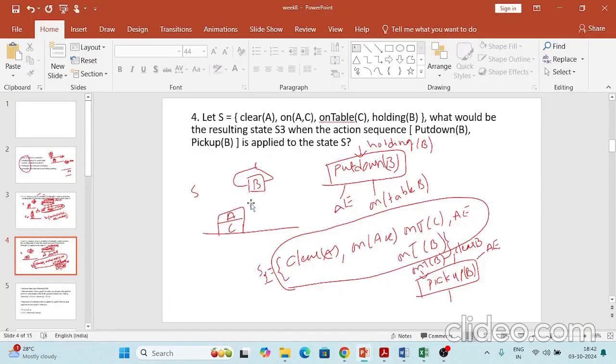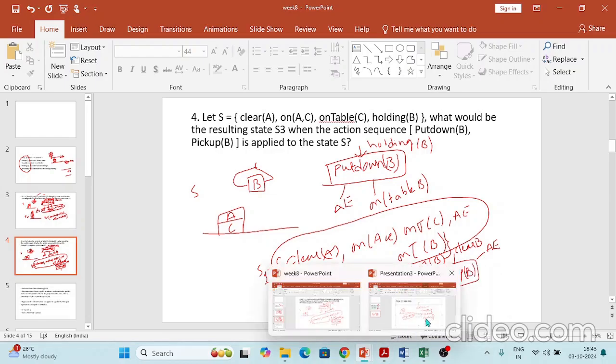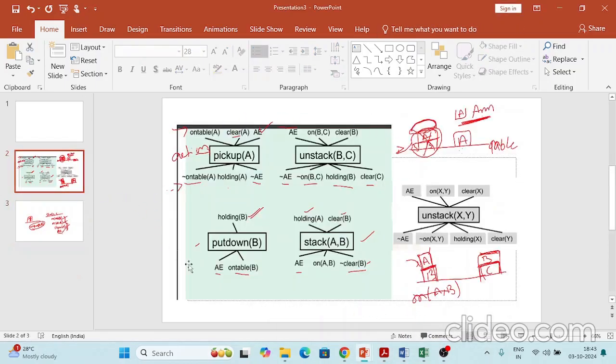But if you draw it like this from the states, put down means they have kept B, then we can pick up B without considering these preconditions and effects. Then we can say that both sequences are the same, and S3 is equal to S. But we need to consider the preconditions required and the effects added after performing an action. That's why I told you this slide is very important to remember.